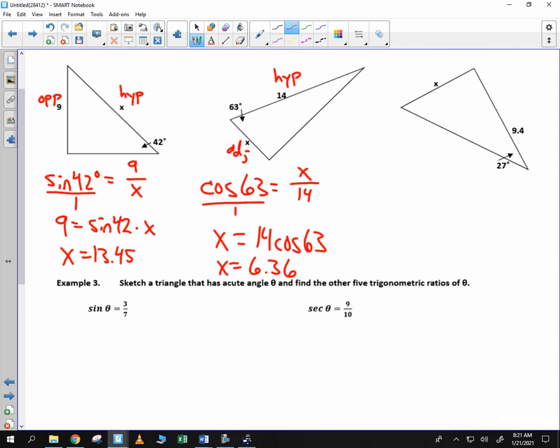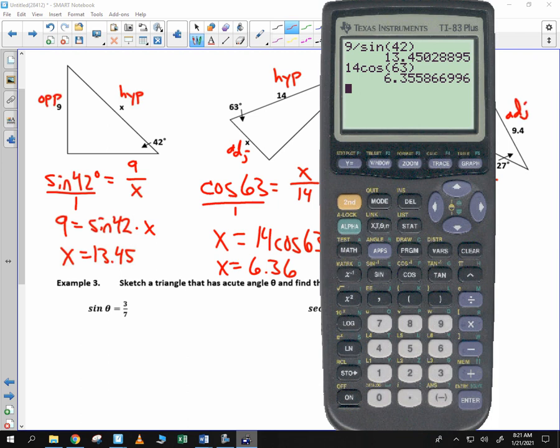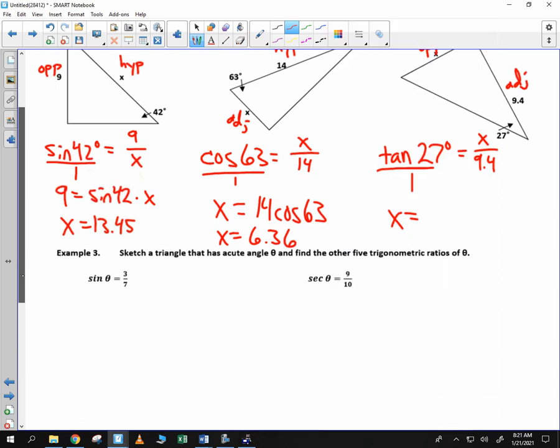And finally, in this example, I'm looking for the opposite, which is x, and I'm given the adjacent. So that would tell me I would use tangent. Namely, tangent of 27 degrees is equal to x divided by 9.4. As we cross multiply, we get x is equal to 9.4 times the tangent of 27. 4.79.